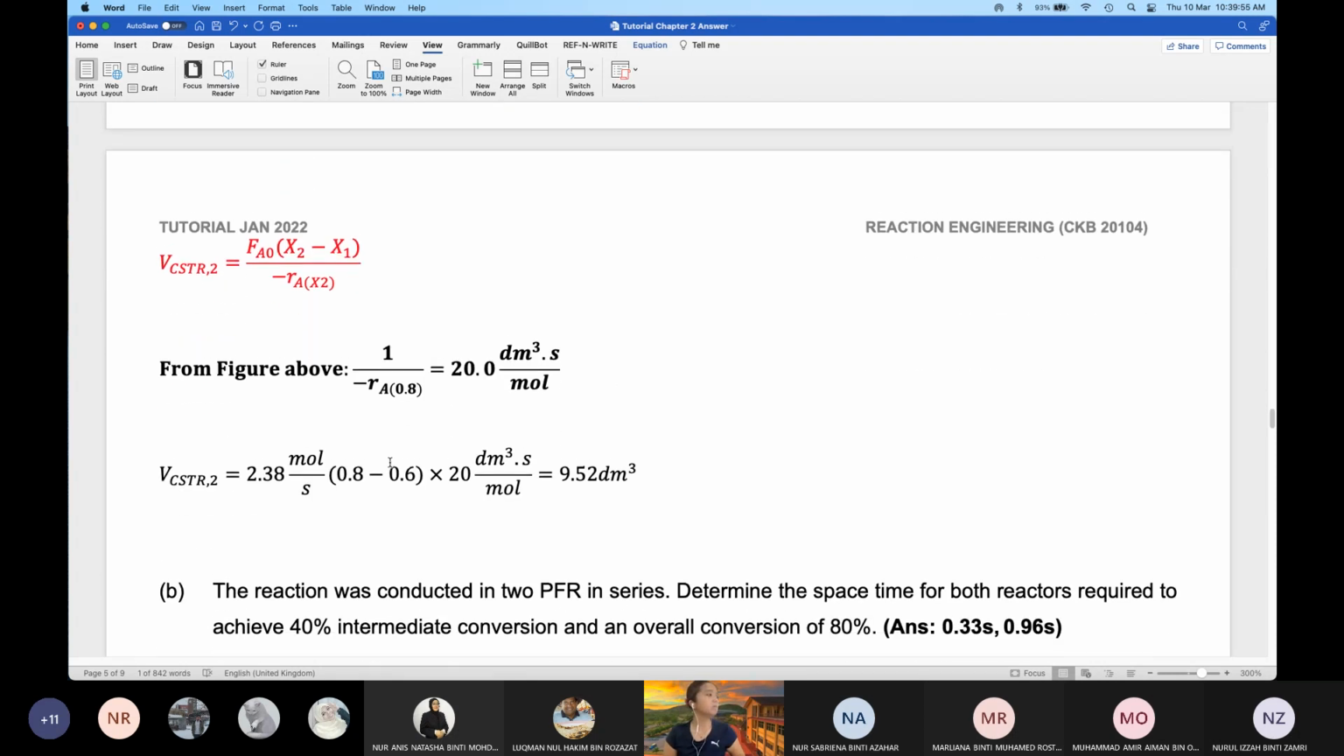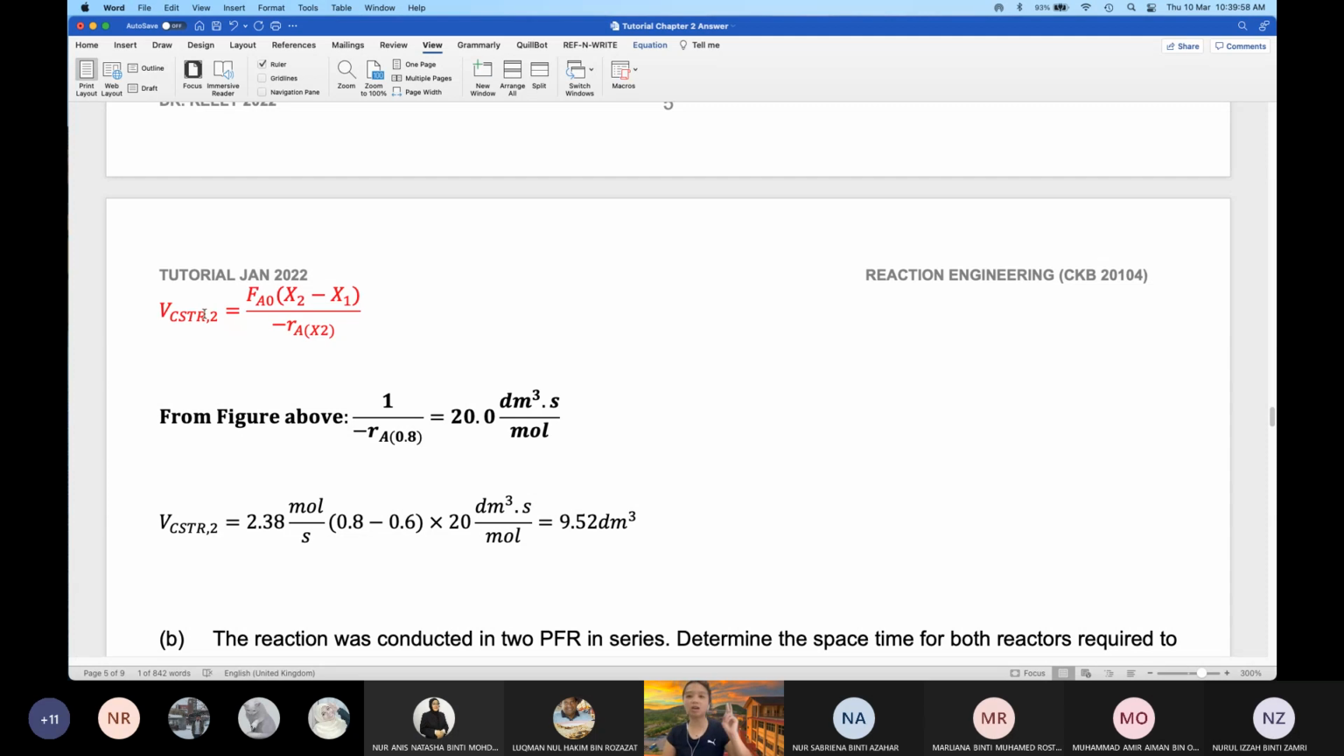Second reactor. So second reactor, volume CSTR2 equals to formula, jangan lupa second reactor, FA0 equals to FA0 in bracket X2 minus X1, tutup bracket, divided by minus RA at my X2. So X2 0.8, X1 0.6, minus RA is when my X is 0.8, minus RA pada X2. So when my X 0.8, my 1 per minus RA is 20 from the plot. Okay, daripada plot kamu dah tahu nilai dia.